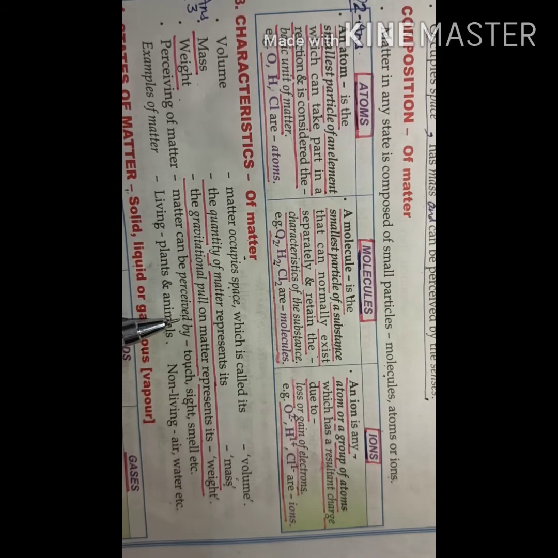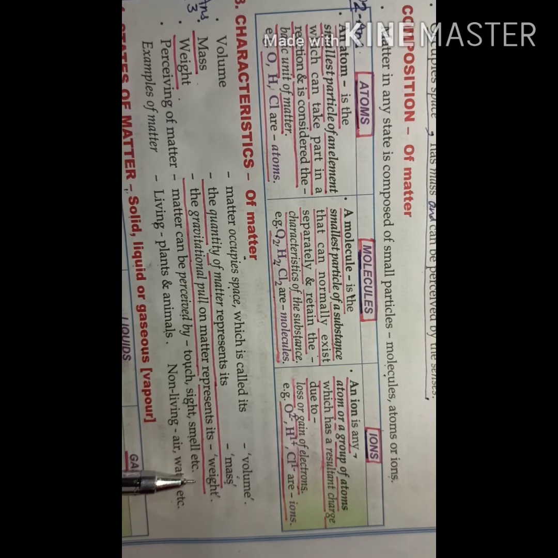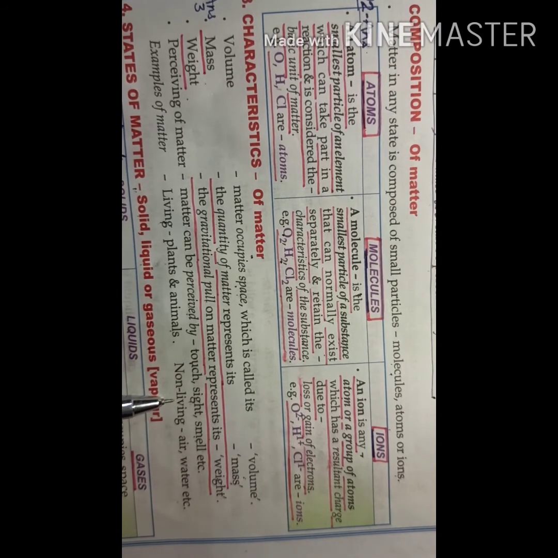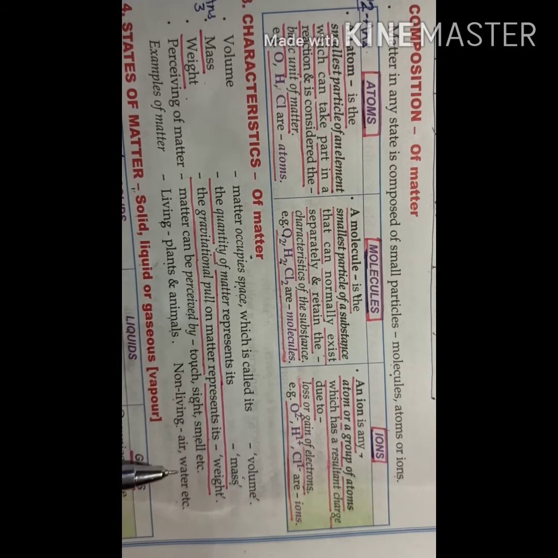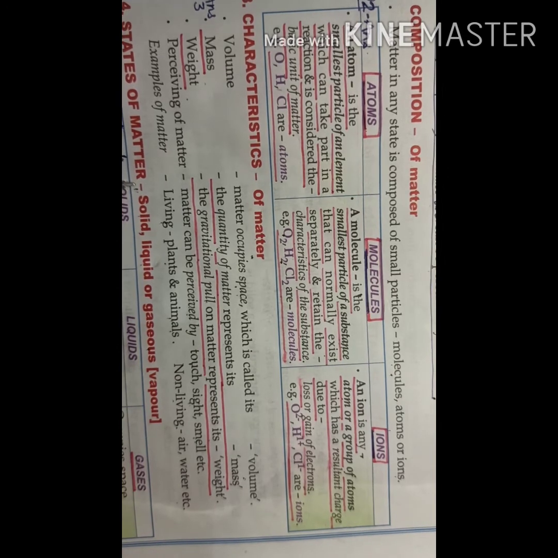Perceived by the senses means you can touch it, or you can see it, or you can smell it, or you can feel it. Now matter may be living or non-living. Living matter includes plants, animals, human beings, and non-living matter includes air, water, soil, sand, stone, etc. Right, children? Now next is the states of matter.